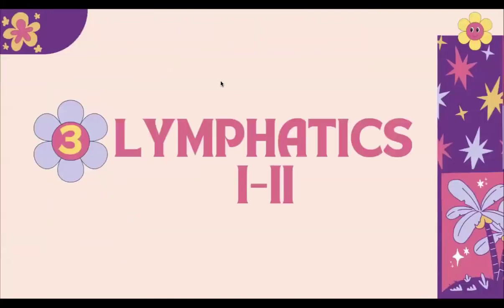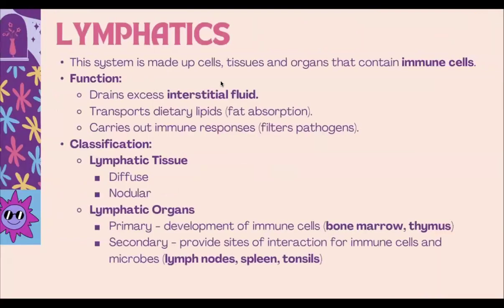Okay. And then we come to the last part, which is lymphatics. This system is made up of cells, tissues, and organs that contain immune cells. So that's what the lymphatic system is made of. So what is its function?